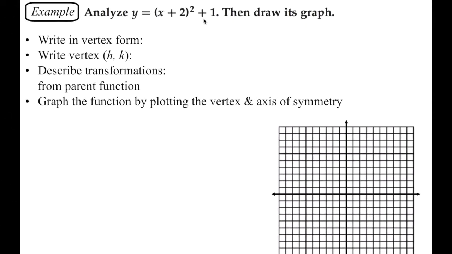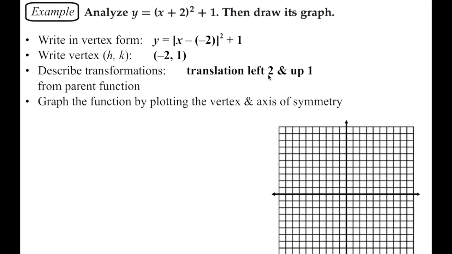I want to analyze this quadratic equation. I want to draw its graph. So the first thing I want to do is write it in vertex form. So to write it in vertex form, we need a times (x minus h) squared plus k. So that tells me right here that the values of h and k are -2 and +1. So the transformations here, remember I said if h is negative, that tells us that we're going to translate it left 2 units, and k is positive, so we're going to go up 1 unit from the parent function.